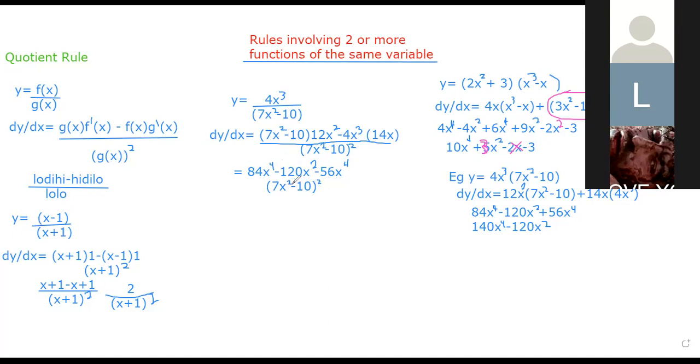Then you simplify. So 84x to the power 4 minus 56x to the power 4 is 28x to the power 4, minus 120x squared, all over 7x squared minus 10 squared. Then you are done.